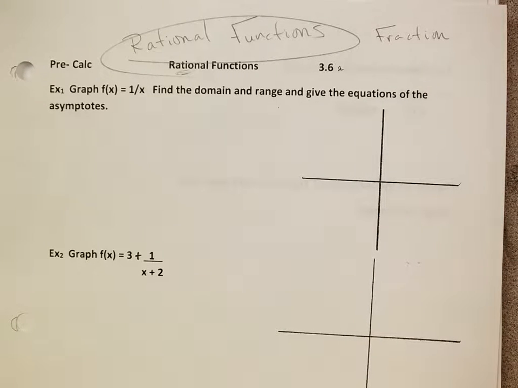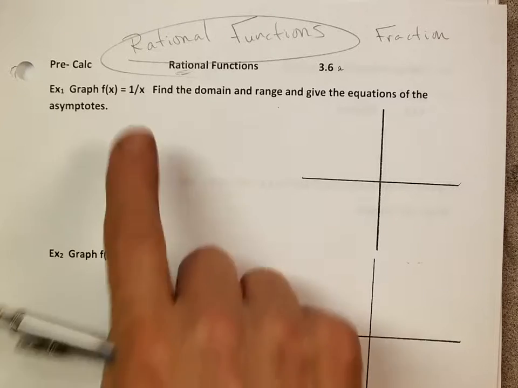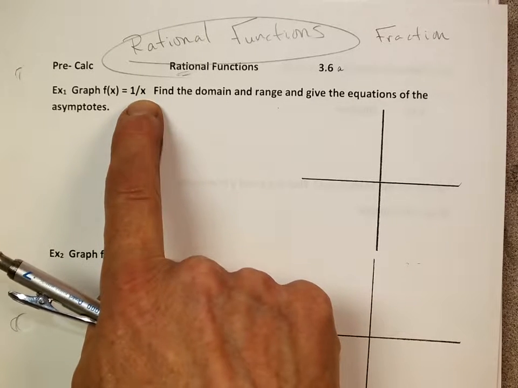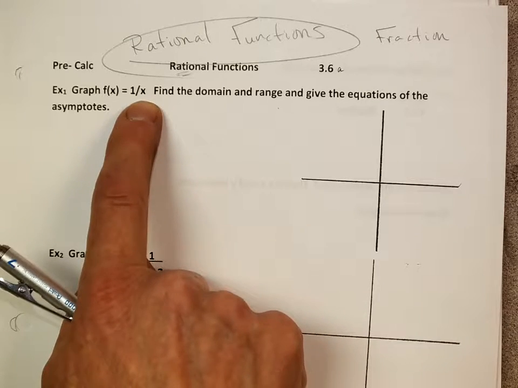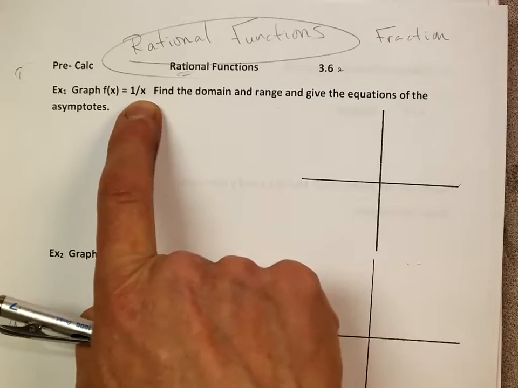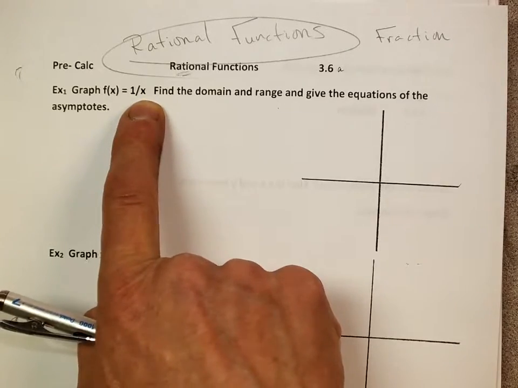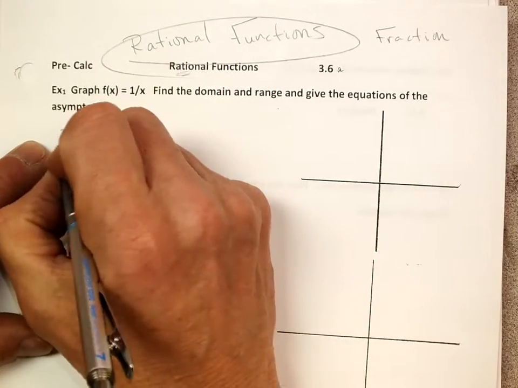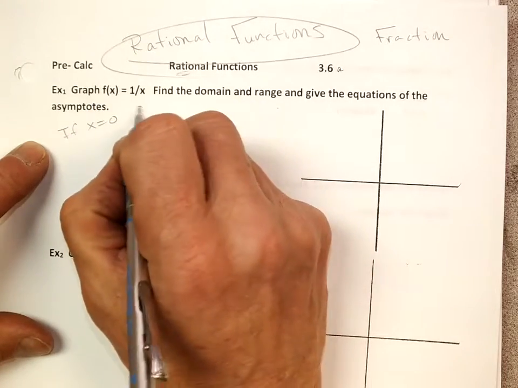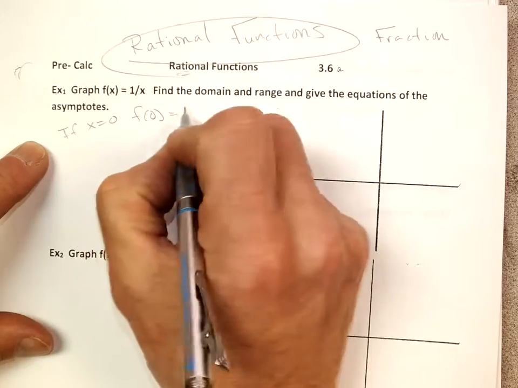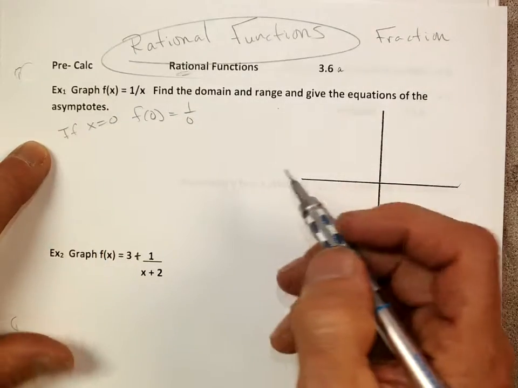So fractions by themselves are not bad. The only time fractions are bad is if x winds up in the denominator. So fractions are not really very difficult at all. It's when x is in the denominator. So there's a problem with this one, 1 over x. Just think about this, if x equaled 0, we would have f of 0 equals 1 over 0, and that is bad.